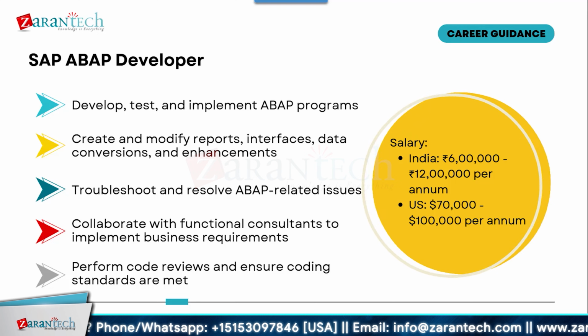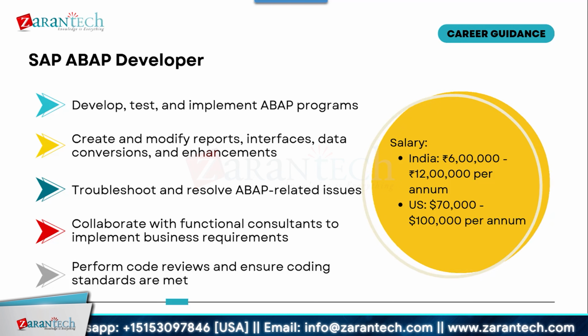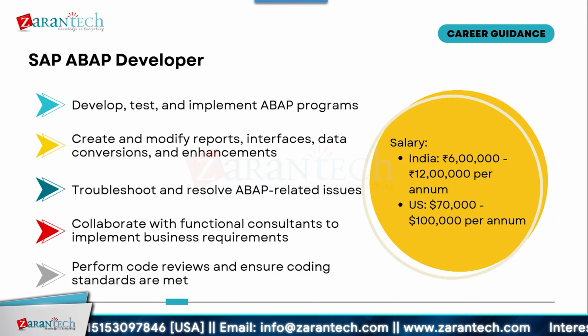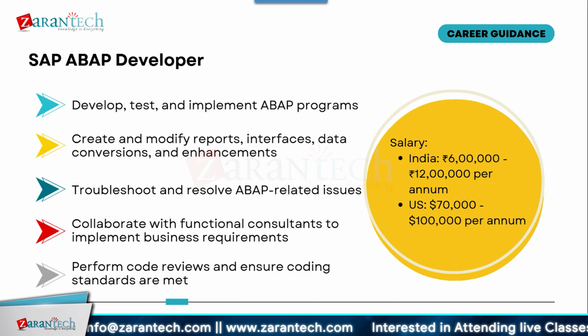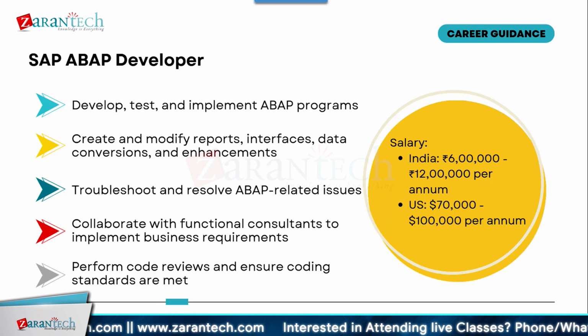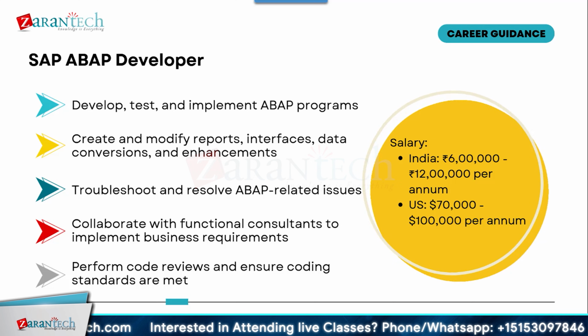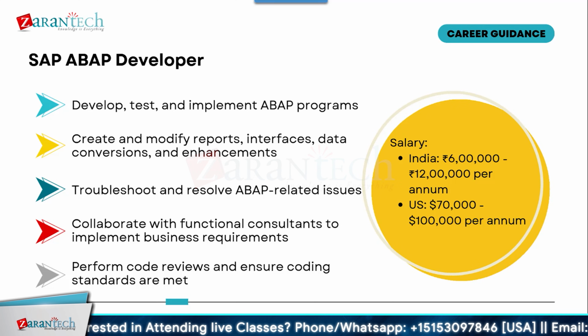Performing code reviews and ensuring coding standards are met is another important aspect of the role, ensuring quality and efficiency in development projects. Now, if I talk about the salary range, in India, it can range from 6 lakhs to 12 lakhs per annum. And if I talk about the US, the salaries can range between 70,000 US dollars to 100,000 US dollars per annum. That is clearly reflecting the value of their expertise.